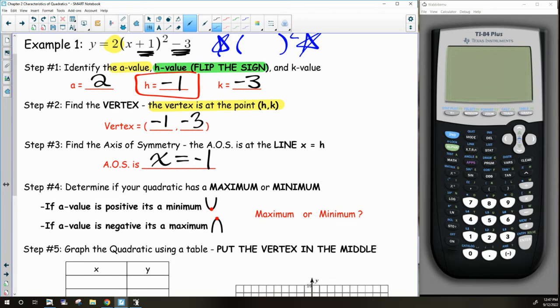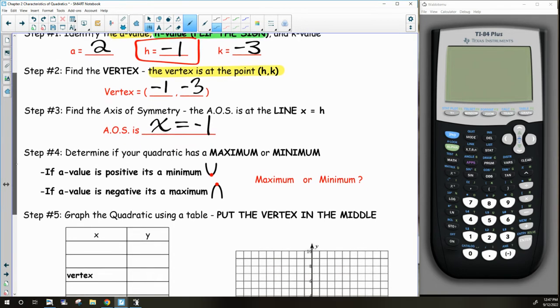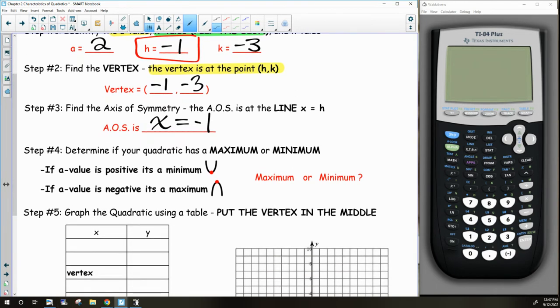So we've used H and K to find our vertex and axis of symmetry. Now we need to use the A value to figure out if this is a maximum, meaning it looks like a frown, or it's a minimum and looks like a smile. And all you have to do is look at your A value and figure out if it's positive or negative. In this case, our A value is positive. When the A value is positive, there's a minimum.